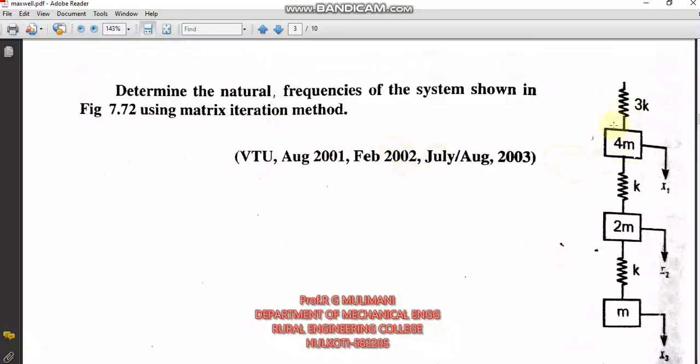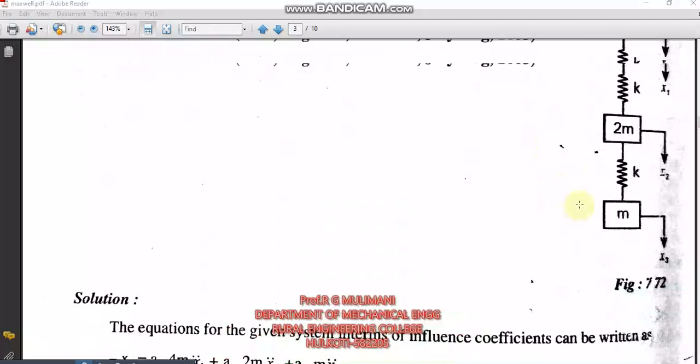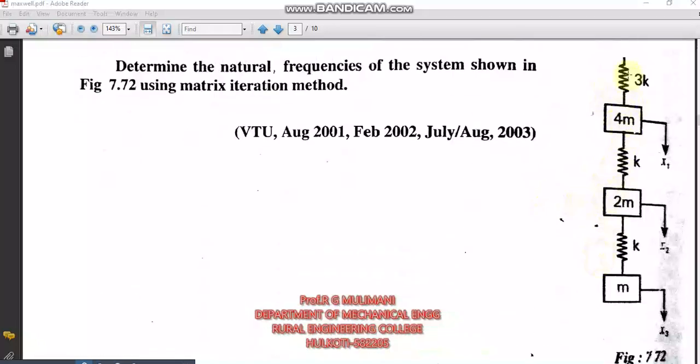We will consider this problem to find the natural frequency of the system by using the matrix iteration method. In this there are three masses. For this system we need to find the natural frequency. We already know how to find the influence coefficients for this 3 degree of freedom system. There are 9 influence coefficients: A11, A12, A13, A21, A22, A23, A31, A32, A33. Total 9 influence coefficients. You can refer to my influence coefficients video to find the influence coefficients for a mass spring system.